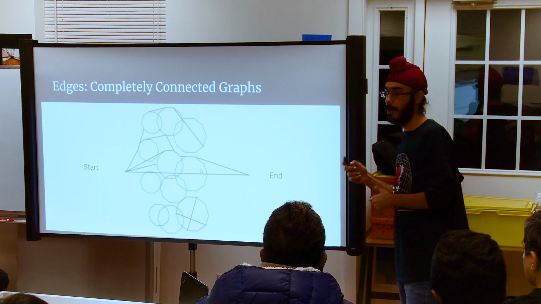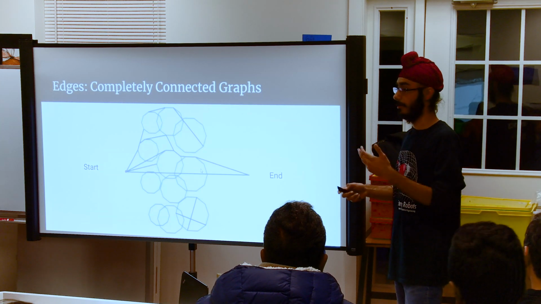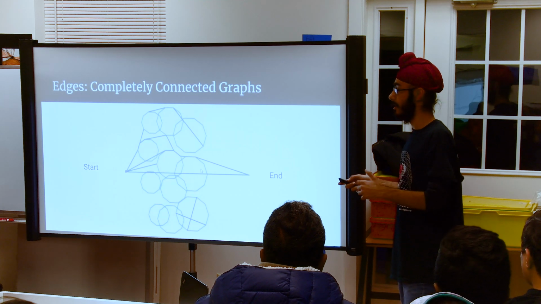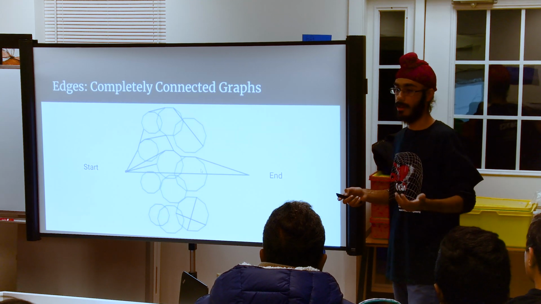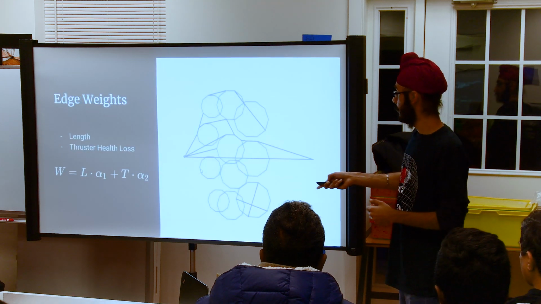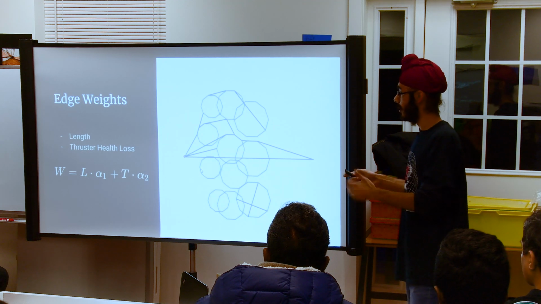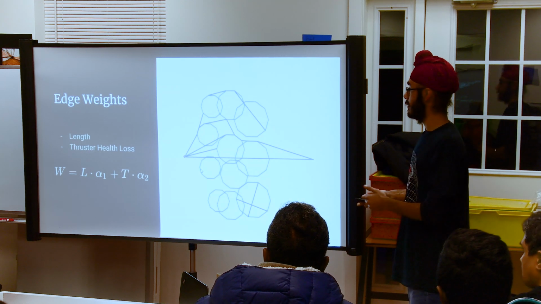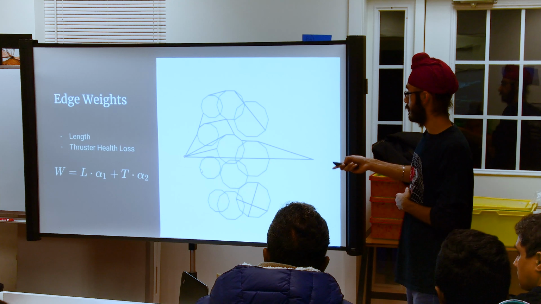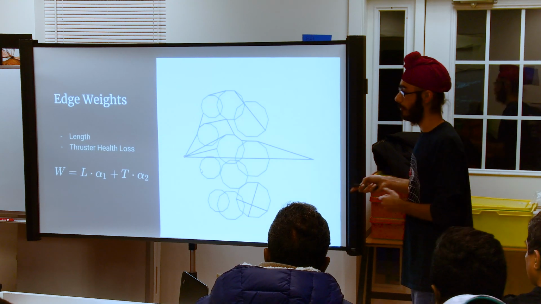So you can see that the way we want to set the edge weights is we want it to be a function of both the length of the path and the amount of thruster damage that the sphere will take when traveling along this path. And that is exactly what we do. The edge weight, just to recap, is the length of the path times some parameter alpha 1 plus the thruster damage that the sphere will take traveling along that path times some other parameter alpha 2.